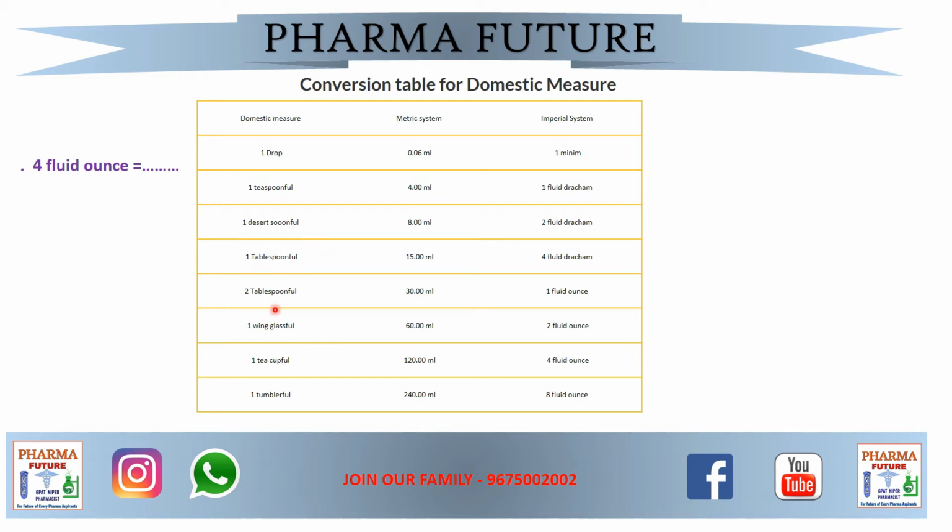Then 2 tablespoonful is equal to 30 ml, that is 1 fluid ounce. Then 1 wine glassful is equal to 60 ml, that is 2 fluid ounce. Then 1 teacupful is equal to 120 ml, that is 4 fluid ounce in imperial. Then 1 tumblerful is equal to 240 ml, that is 8 fluid ounce. So the right answer is 4 fluid ounce is equal to 1 teacupful.